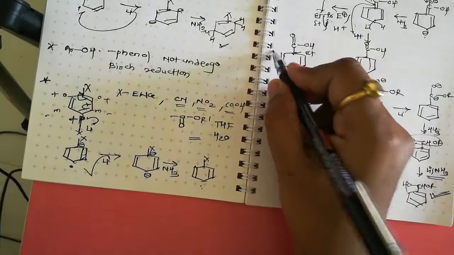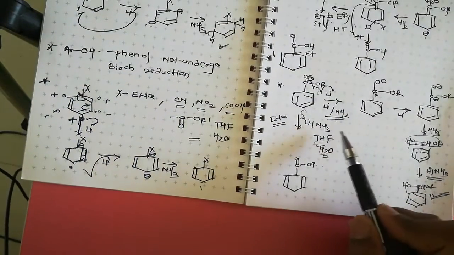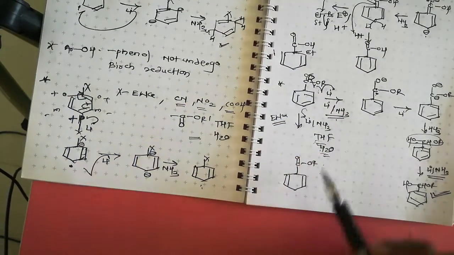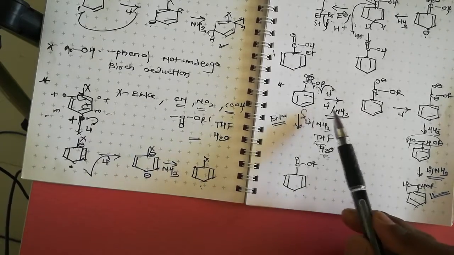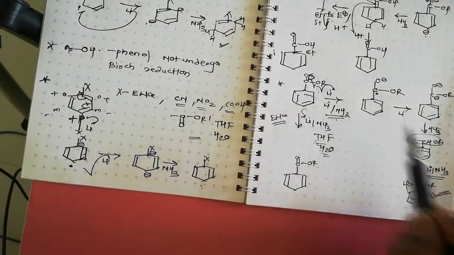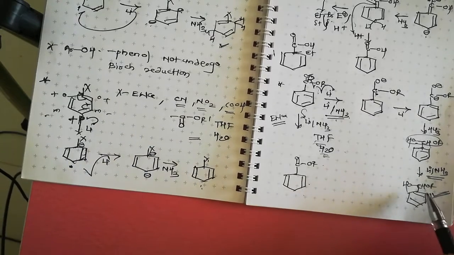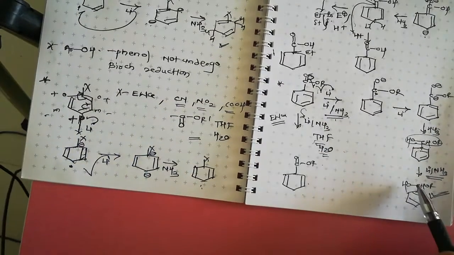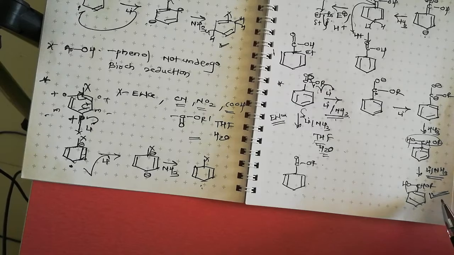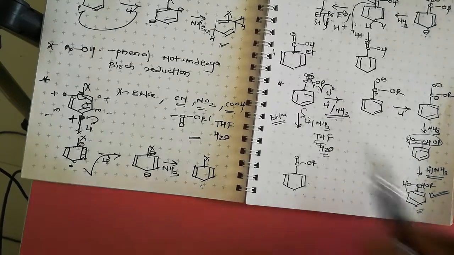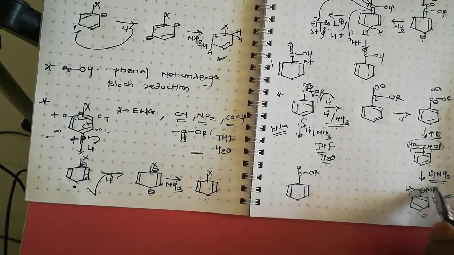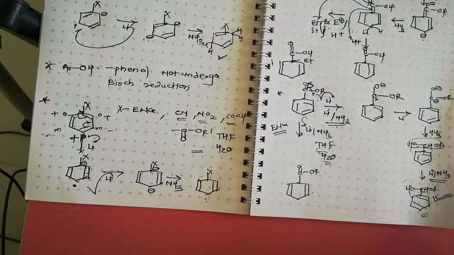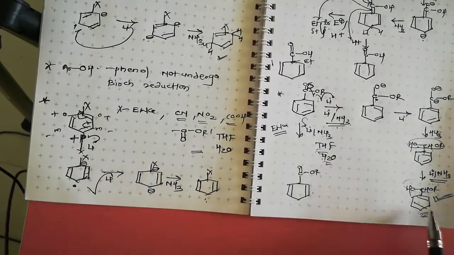Remember, these examples are very important. In the presence of THF water, the ester acts as an electron withdrawing group, and we get this type of product. And if there is only lithium ammonia, then it acts as an electron donating group. The ester group converts into CHOH OR, and we get an electron donating group, and we get this type of product.